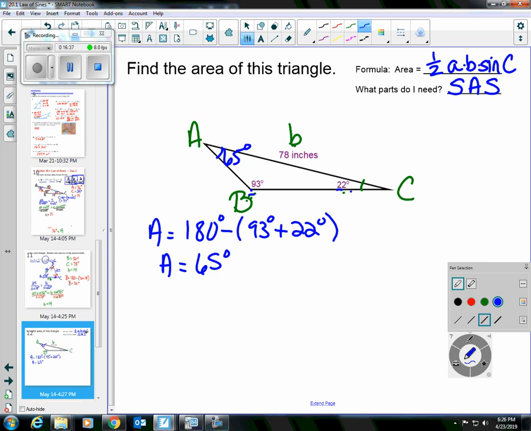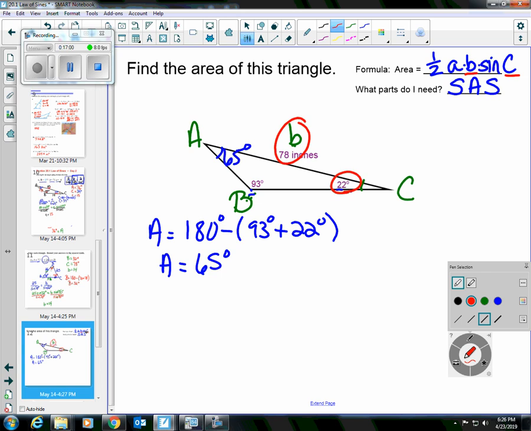I know all the angle measurements, but I still need another side, right? No matter what, I'm going to have to find another side. But I can now, with law of sines, calculate any side that I want. So let's take a peek and see what, if I follow this exact formula, what I already know. Do I know angle C? Yep, I sure do. That's 22 degrees. Do I know little b? Absolutely. That's the 78 inches.